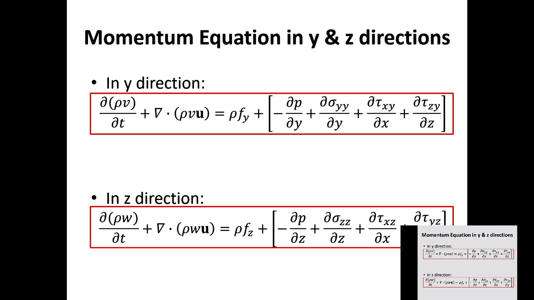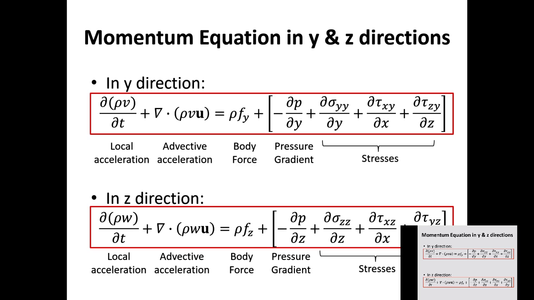So the full momentum equation is the addition of all three equations. In all those equations, you have the same thing: local acceleration, advective acceleration, body force, pressure gradient, and the stress. Stress has normal stress and shear stress. So normal stress one component, shear stress two components, right? Usually you call this the stress tensor. So in the stress tensor, you have the normal stress as well as the shear stresses.